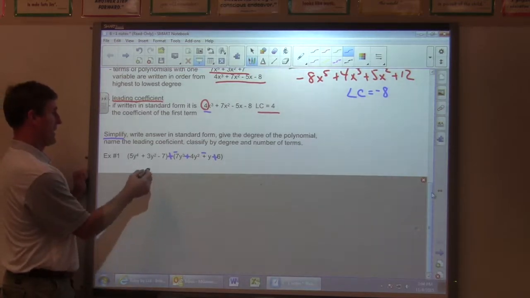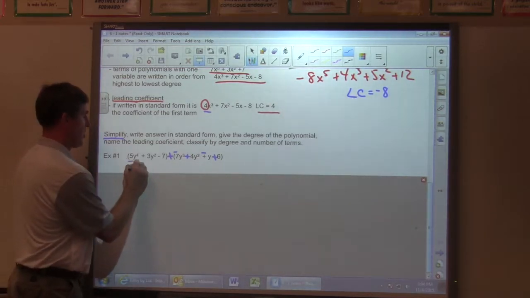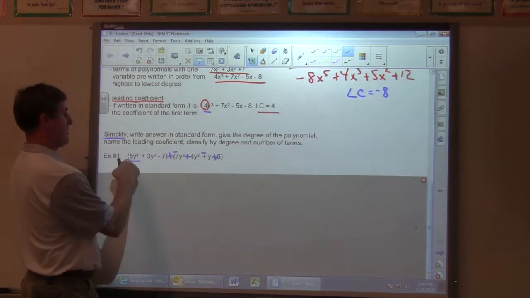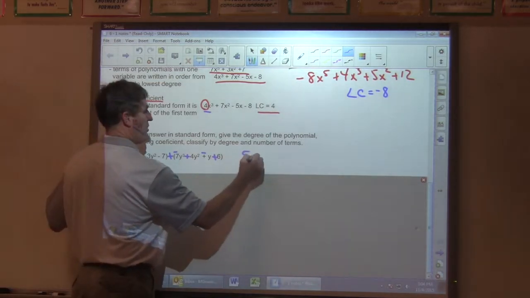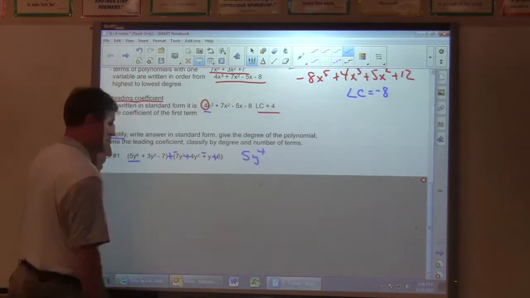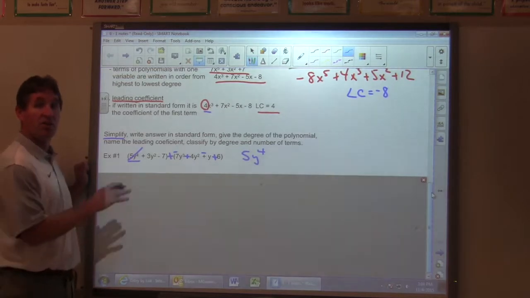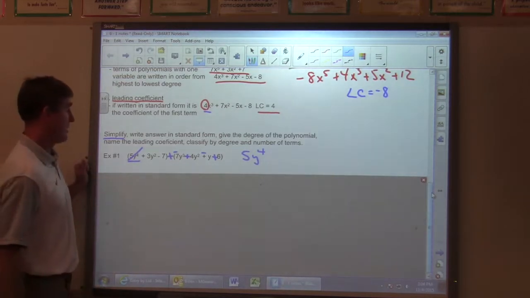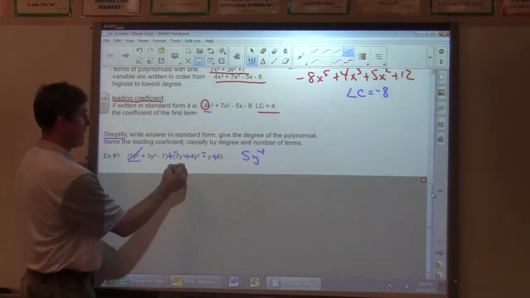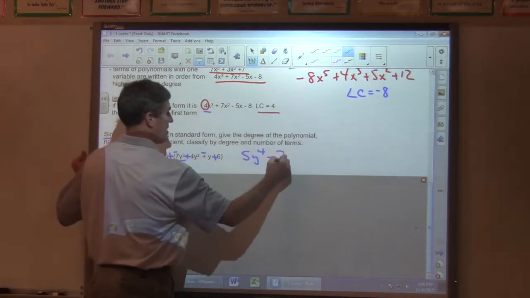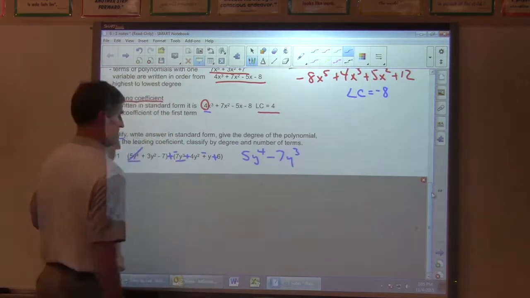So we're going to combine like terms. I always start with my highest term so I can put it in standard form as I go. The highest term we have is 5y to the fourth, and there are no other y to the fourths. My recommendation is, after you use something, cross it off so that you don't use it twice or forget something. Then my next highest power is y to the third. There are no other y to the third, so minus 7y to the third.